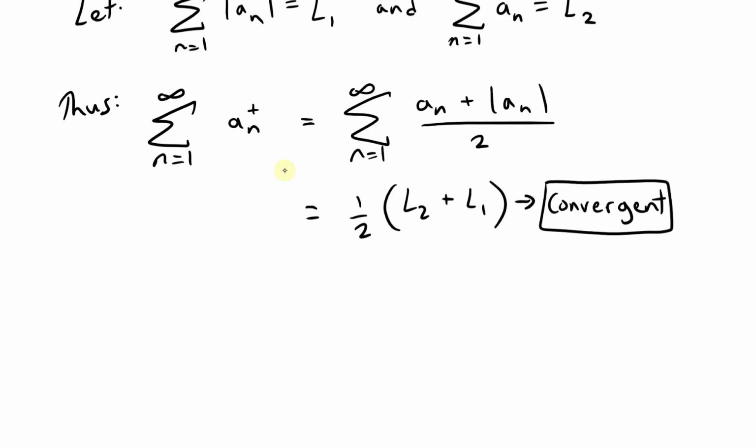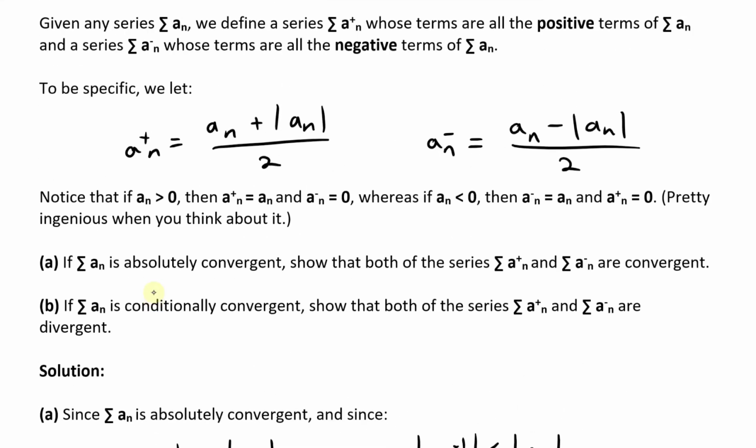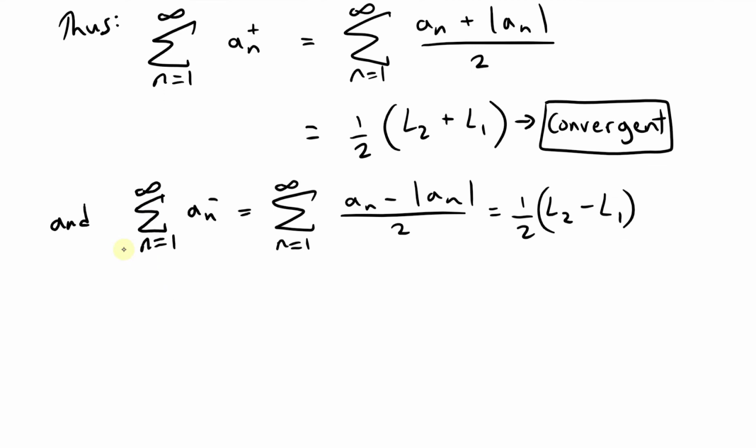And similarly, for the other one, the summation from n equals 1 to infinity of a_n^- equals the sum of (a_n minus the absolute value of a_n) over 2. And again, just to double check: a_n minus the absolute value of a_n over 2. This just equals one half of L2 minus L1. And then this is also convergent.